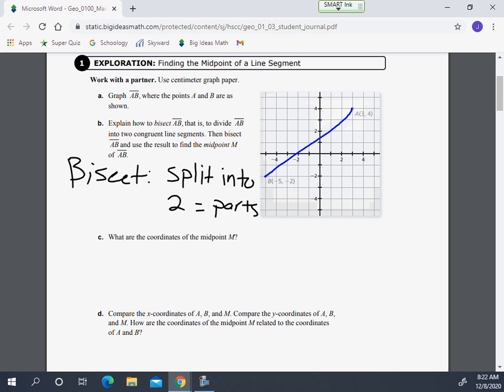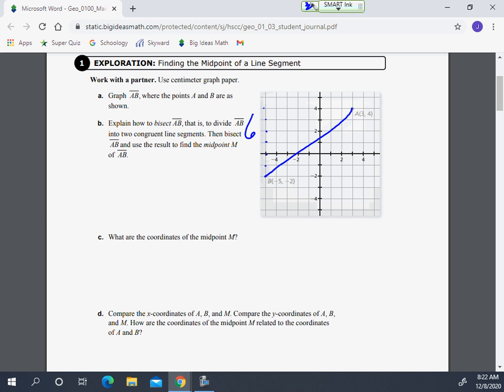So we have to bisect segment AB to find the result, midpoint M. We're trying to find the midpoint of this segment. How do we do that? What I discovered is that when graphing this line, I noticed that it had a slope of up 1, 2, 3, 4, 5, 6, up 6 over 1, 2, 3, 4, 5, 6, 7, 8, over 8. So it had a slope of 6 over 8, which can simplify to 3 over 4.